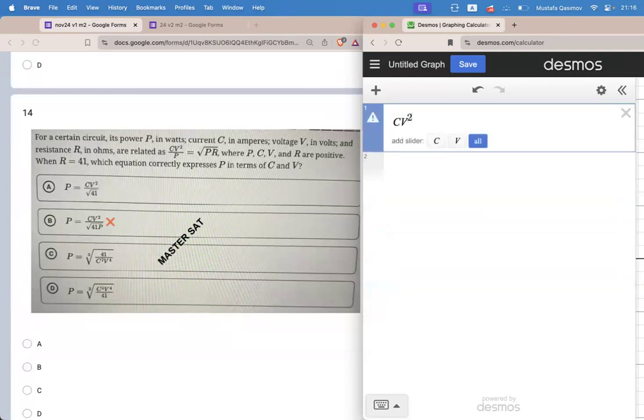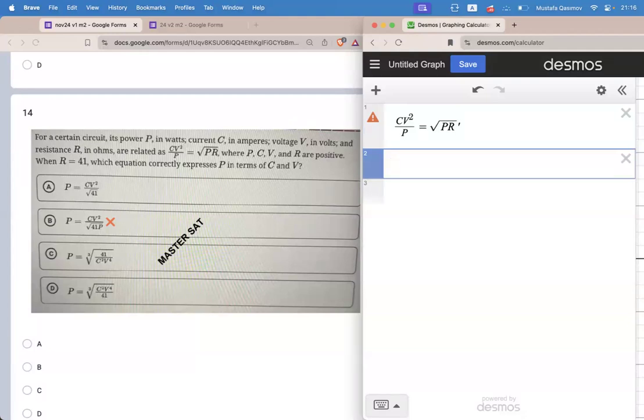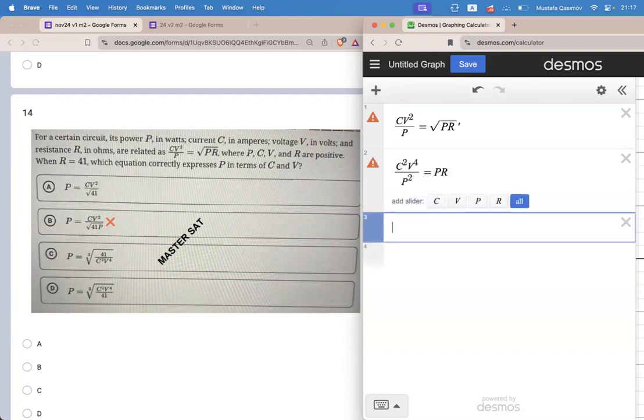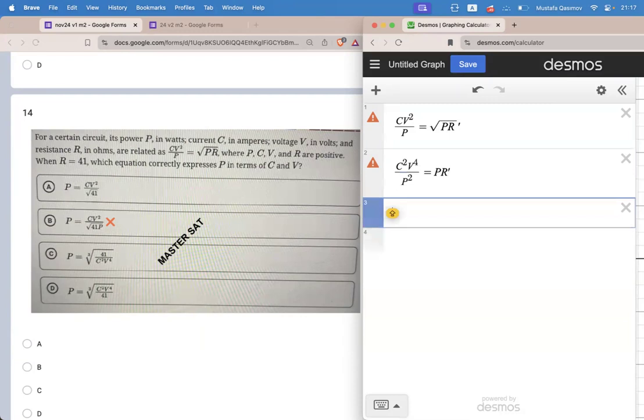CV square over P is equal to square root of PR. Okay, here we have two methods to solve it. We can give a number instead of CV and find P, or we can just raise it to the square and find P in terms of C and V. Let's do the second method. C square V to the power of 4 over P square is equal to PR. Then you have to make P on one side and non-P on the other side. So let's write it like this.